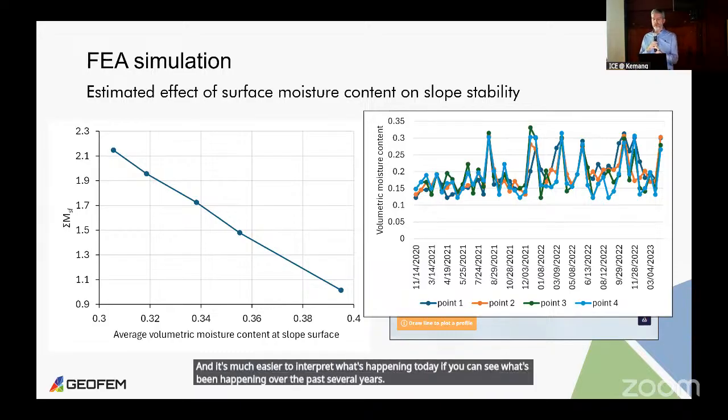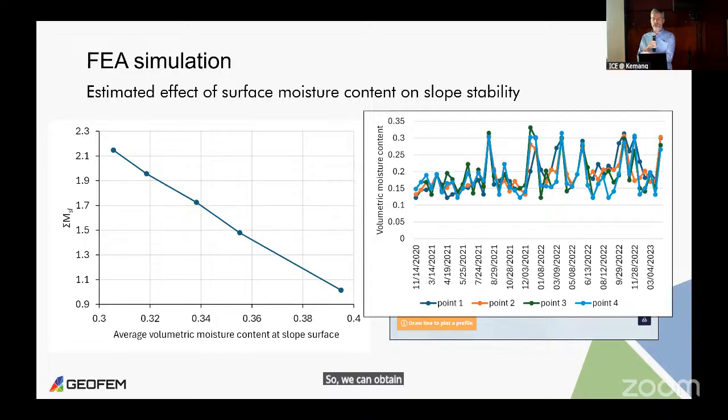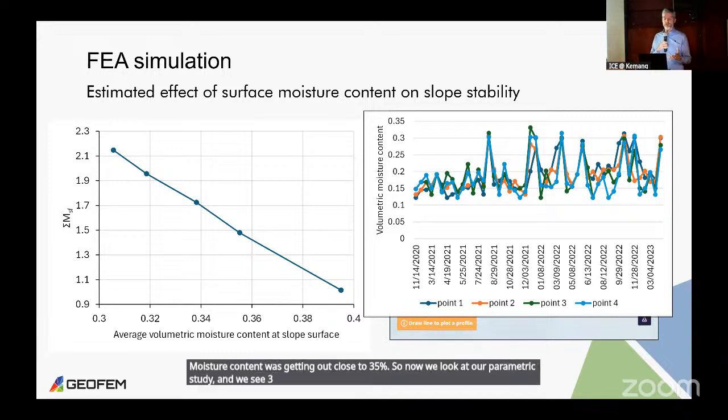So we can obtain the moisture content data going back a number of years and see how much it varies due to variations in weather conditions. And we can see that over the 3 years prior to the analysis, moisture content was getting up close to 35%. Now we look at our parametric study and we see 35% corresponds with a factor of safety of about 1.5.